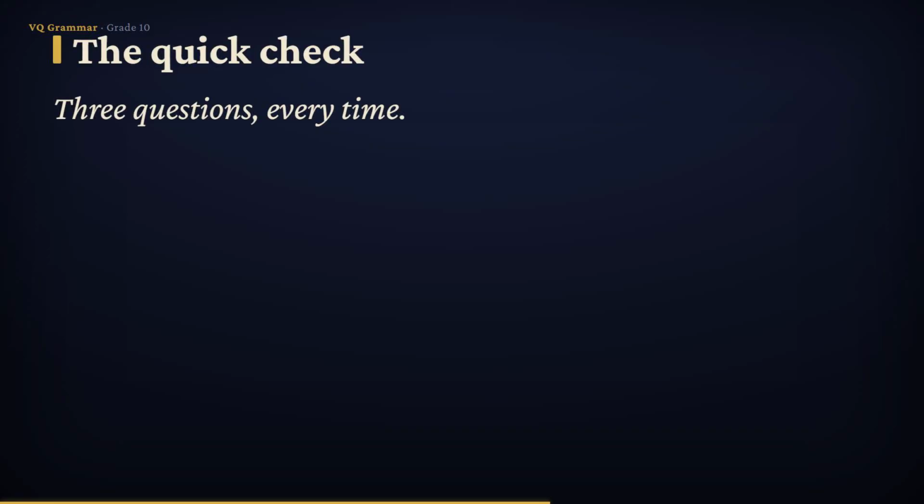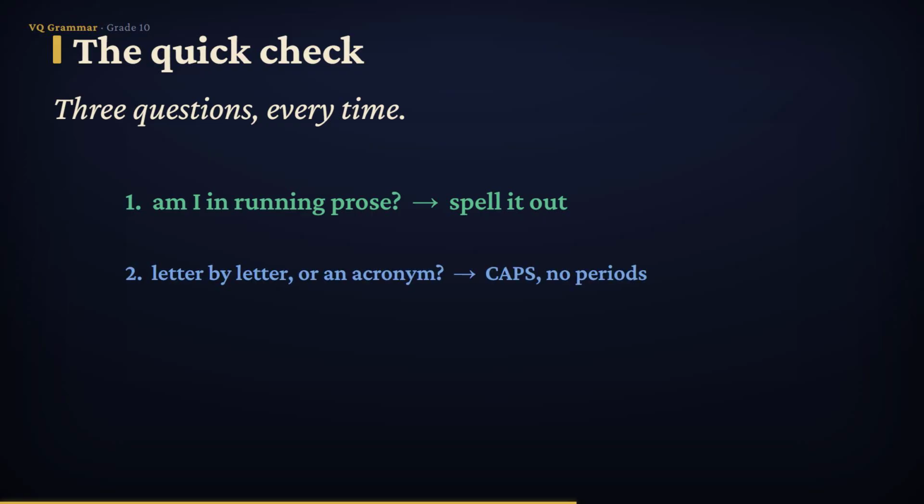Let's fold all of that into a check you can run in about a second. Question 1. Am I writing running prose, a sentence in an essay, a story, a letter? If the answer is yes, spell the word out and stop worrying. Question 2. Is this thing said letter by letter or read as an acronym like FBI or NASA? Then it's all capitals and no periods.